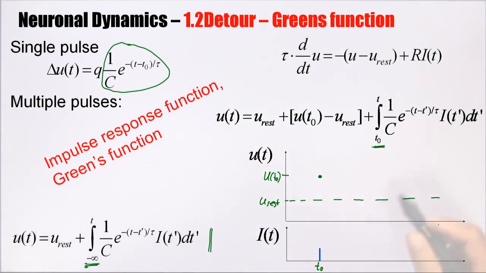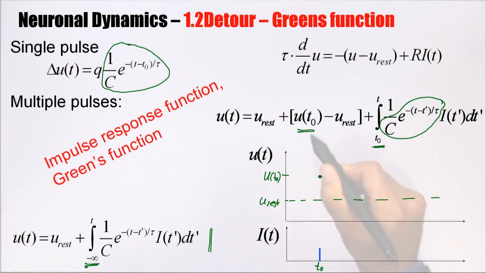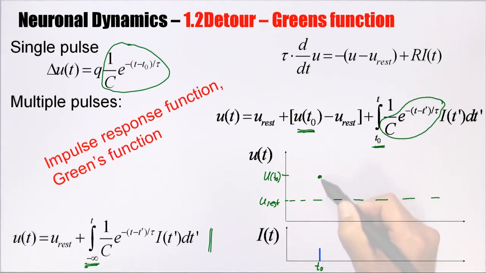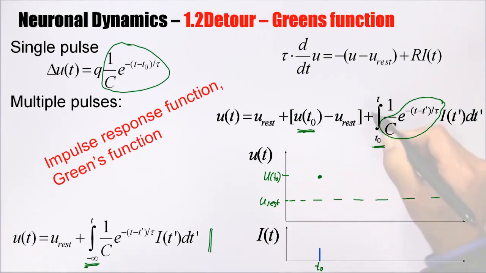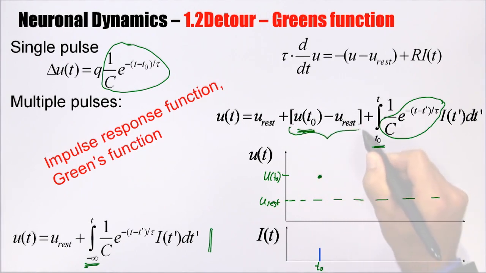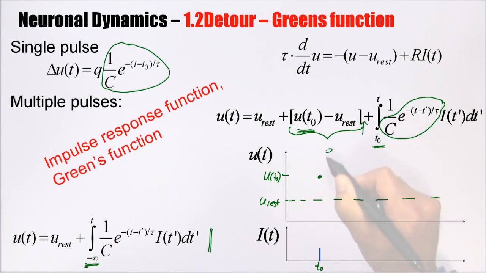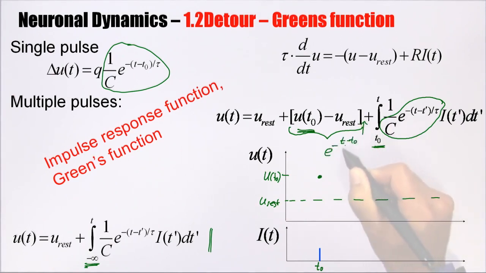Now you have two contributions. You have this part here with the Green's function or the impulse response function, and you have the effect of the initial condition. At the start, we know we have a value u of t0, and this contribution, this difference here, will decay exponentially. So we need to add an extra e to the minus t minus t0 over tau for this contribution. It will go down with the membrane time constant tau.